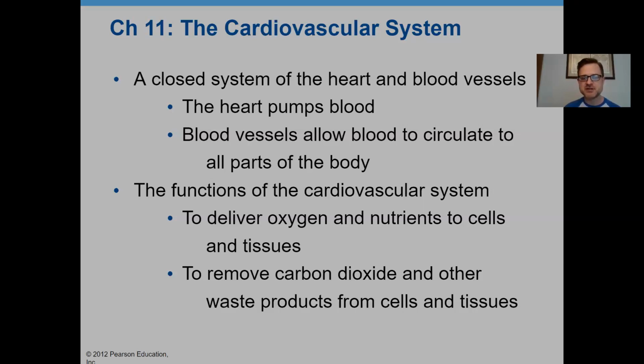The two main functions here would be to deliver oxygen and nutrients to your cells and tissues, and to then take waste products like toxins or carbon dioxide from your tissues and take them back to, say, your liver or to your lungs to actually breathe out, in the case of carbon dioxide, to exhale CO2.